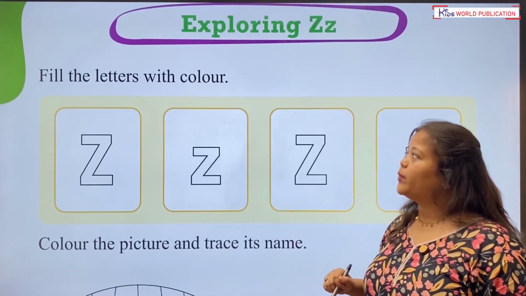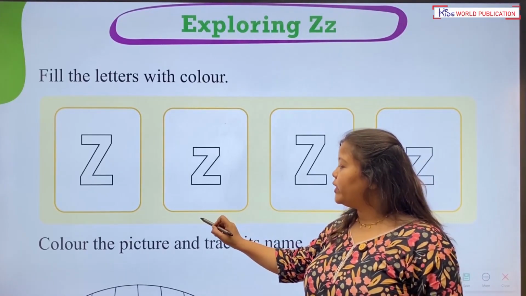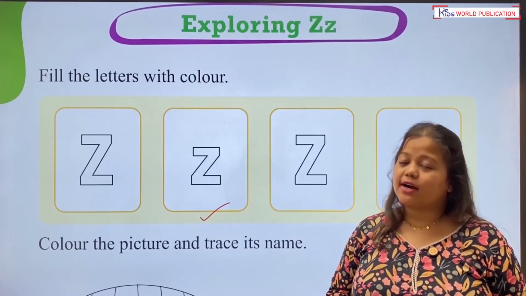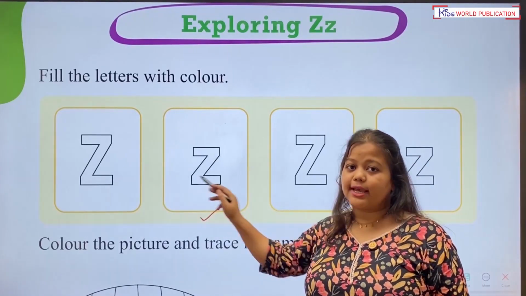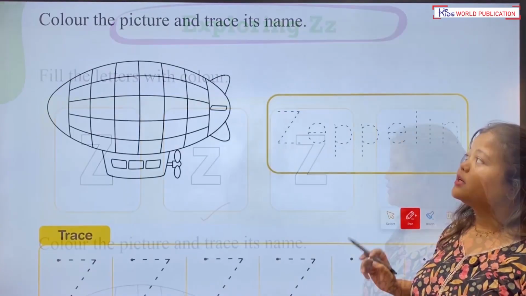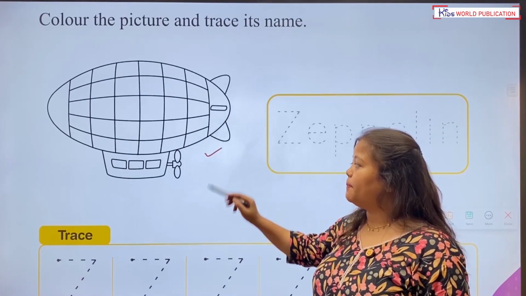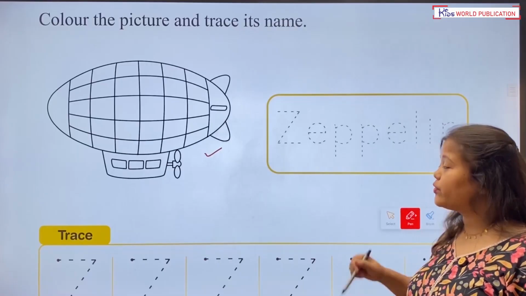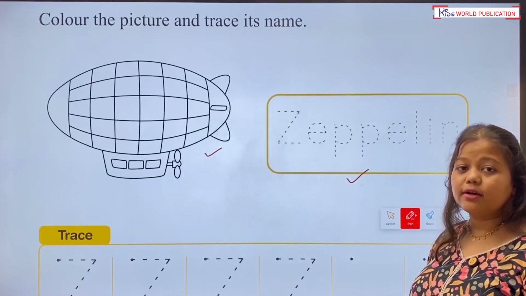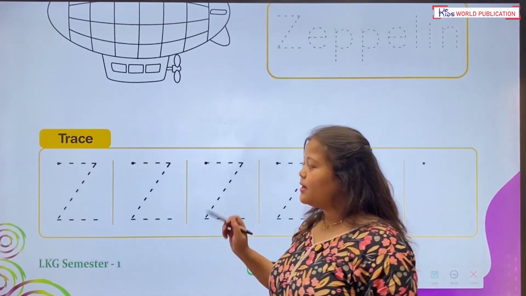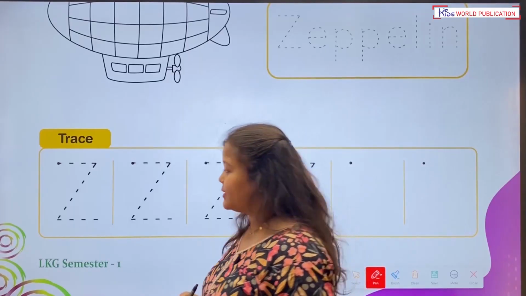Exploring Z. Fill the letters with color. So kids, you will fill this letter with your favorite color. This is capital Z and this is small z. Color the picture and trace its name. So kids, here you can see a picture. You will color it and also trace its name, which is written here. Trace. So kids, let's trace the letter Z.